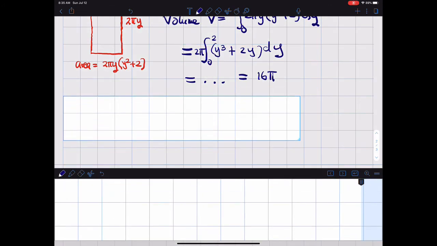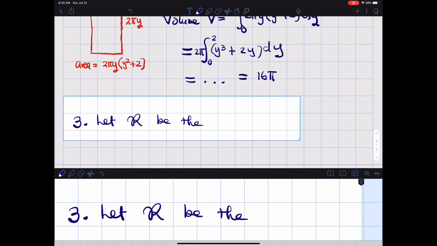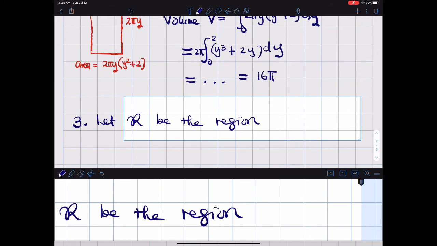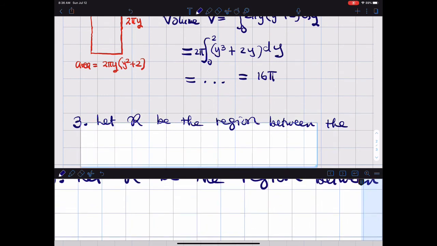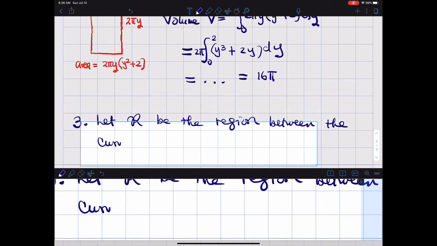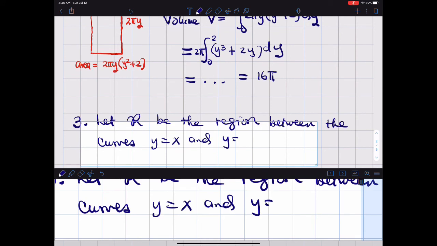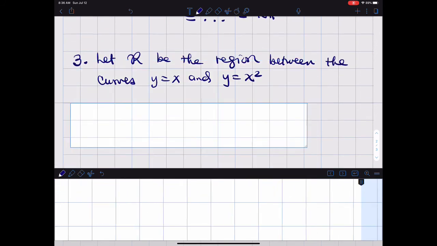Now, I have a third example. Number 3. We're going to let R be the region between the curves y equals x and y equals x squared. All right.